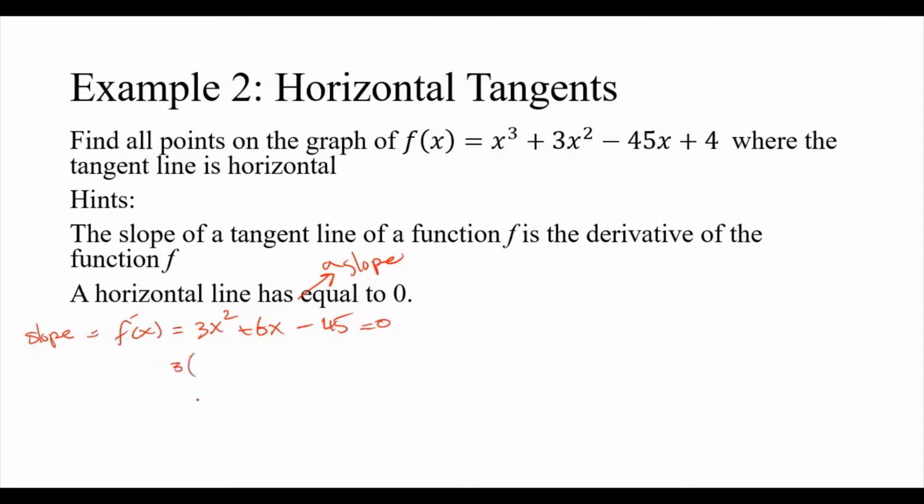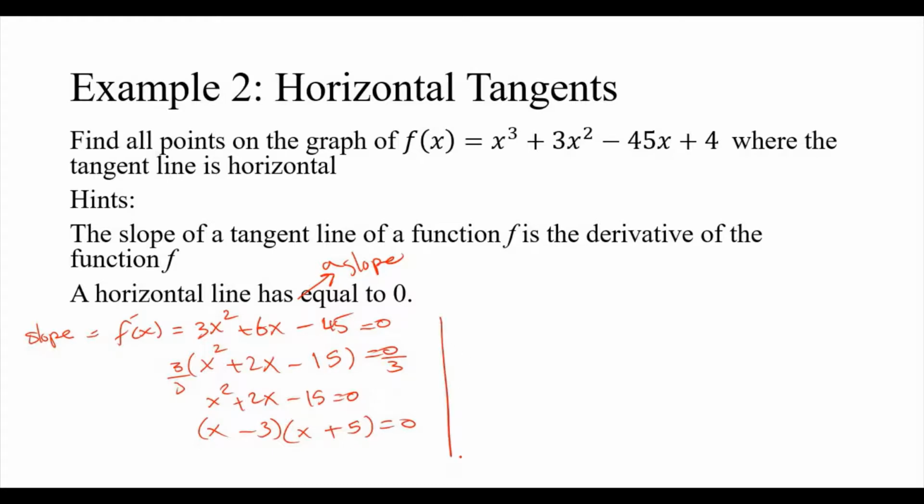We're going to take the 3 out as a common factor, and we'll have 3 times x squared plus 2x minus 15 equal to 0. Now we divide both sides by 3 and end up with x squared plus 2x minus 15 equals 0. This is a quadratic equation that we can solve. So we have x and x, and we need two numbers whose product is negative 15 and whose sum is positive 2. Those two numbers are positive 5 and negative 3.